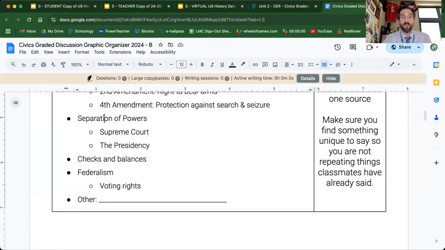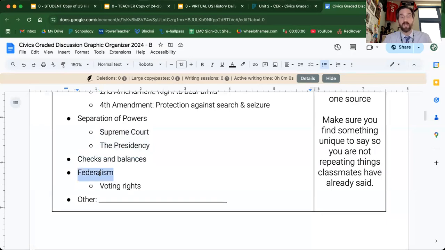We also have separation of powers. Is the Supreme Court fulfilling its duty? Is it doing what Article 3 says it's supposed to be doing? What about the presidency? Is the president doing what Article 2 says it should be doing? Now, we didn't have Congress listed here, but you could do Congress as well. Checks and balances. Are these different branches of government, the judicial, legislative, and executive branches, are they checking each other's power effectively in the correct way?